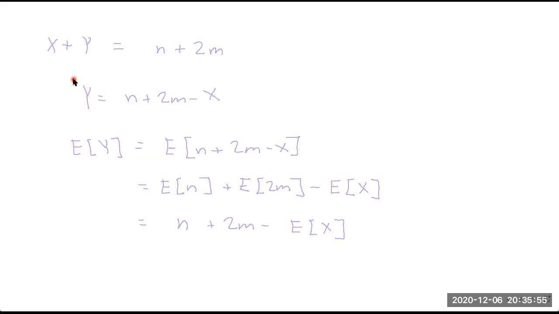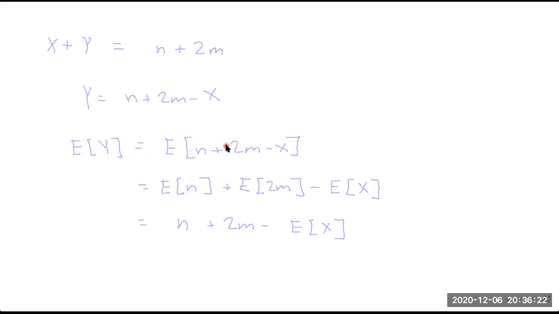The textbook hints that we want to consider the relationship between x and y. If we add x plus y, we get n plus 2m. So we want to find the expected value of y. We first want to get y by itself, so we just subtract x over to the right-hand side. We take the expected value of y, but y is just equal to this that we just previously found, so we can plug that inside.